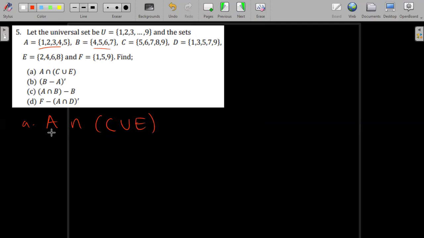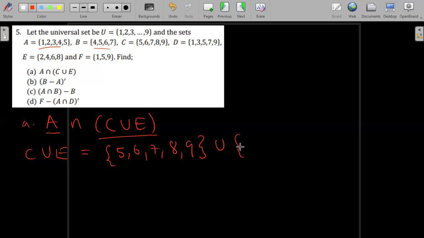I already have A in the question, so I have to find C union E. C union E means I'm going to unite all the elements that are in C and those that are in E. So C is 5, 6, 7, 8, and 9. Then this is union. What is my E? My E is 2, 4, 6, and 8.